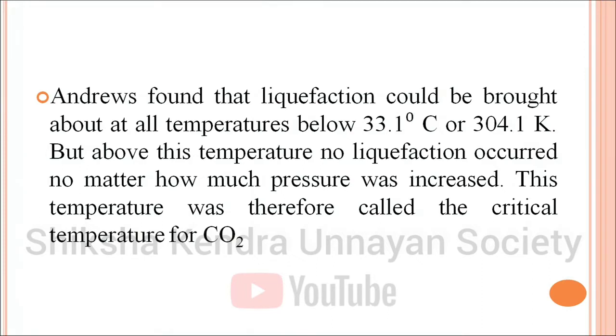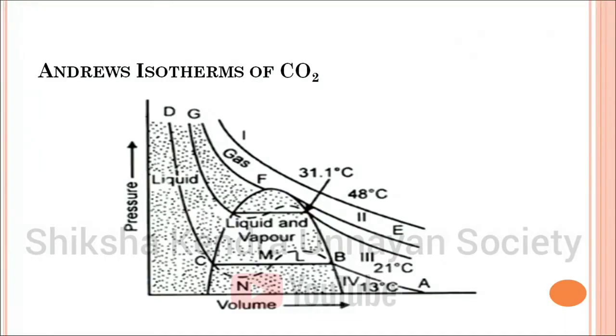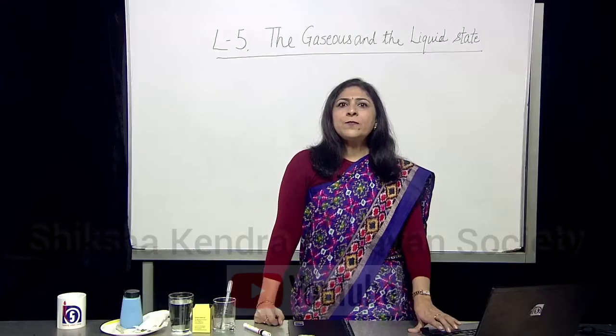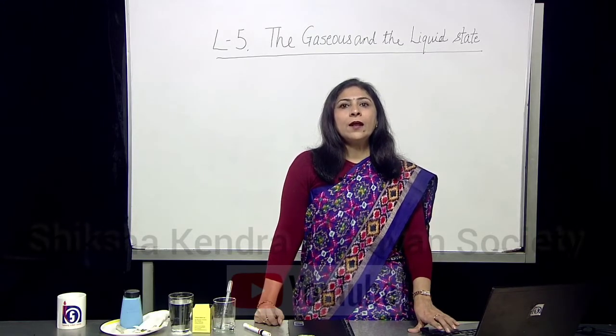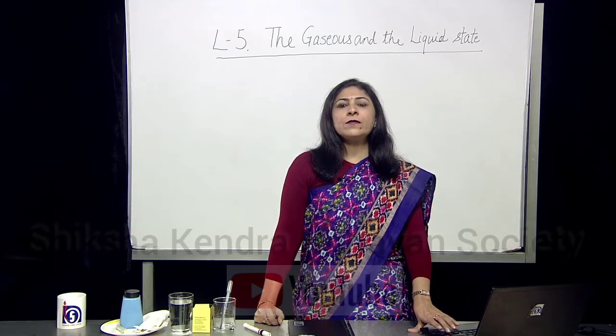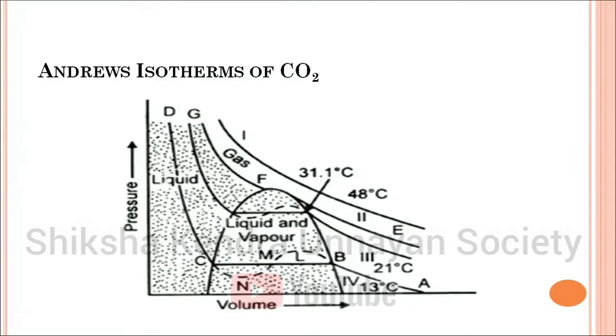Now, Andrews took carbon dioxide and tried to liquefy that gas, and he plotted a graph between pressure and volume. You can see in the graph that he took various temperatures and plotted pressure against volume. Andrews' experiment investigated the behavior of carbon dioxide and analyzed the pressure P versus volume V at different temperatures. Let's see what his observation was with the help of the graph.